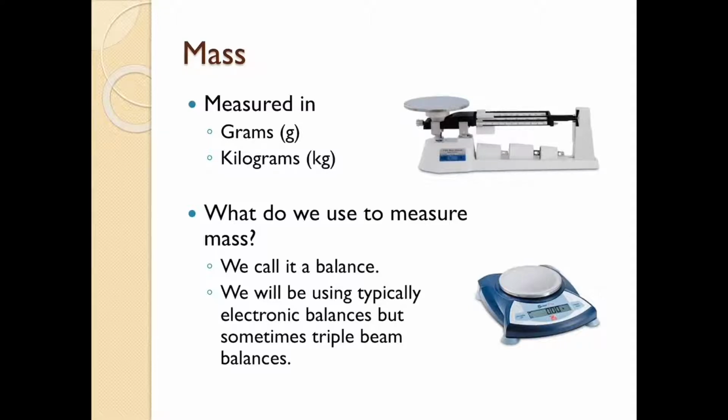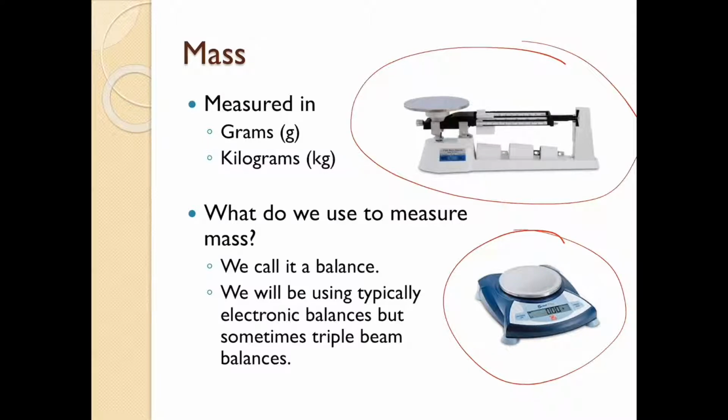If you're in a general science class, you're going to use these two things, and we call these balances. Typically, we use electronic balances in my science classes, but sometimes we use triple beam balances. So this is the electronic balance, and this is the triple beam. They call this the triple beam because it has three arms here that is used for measuring the weight.